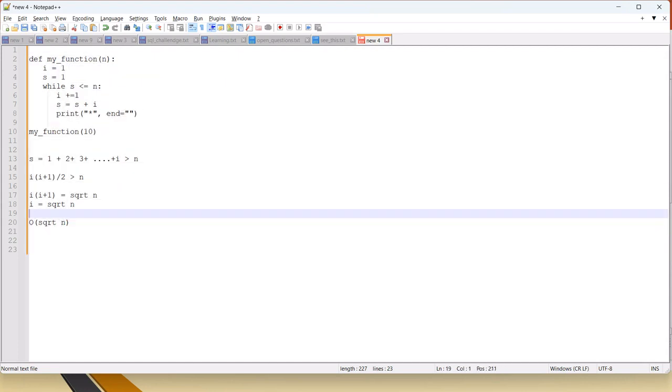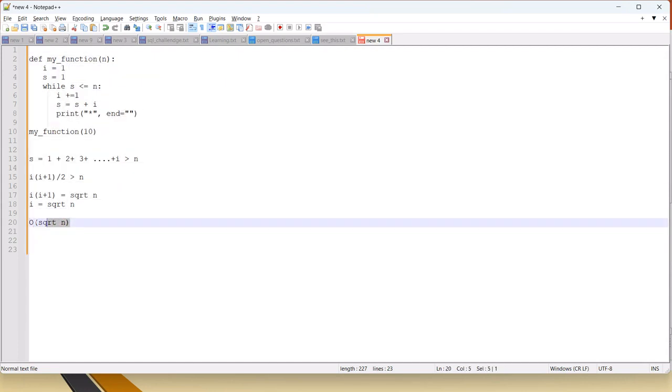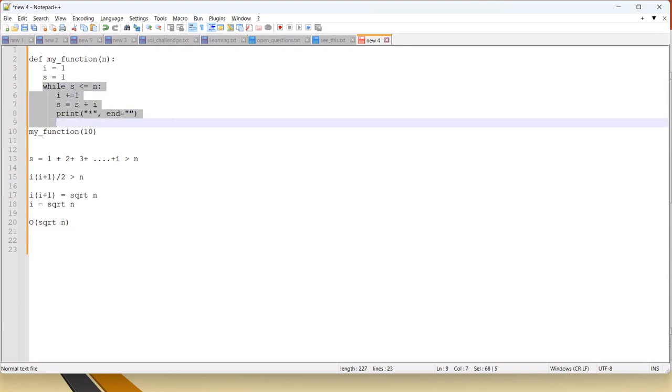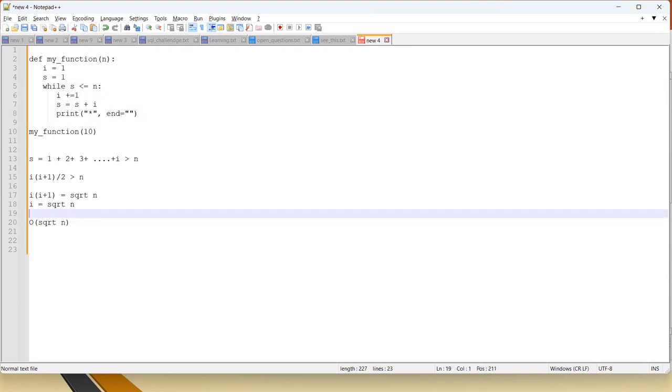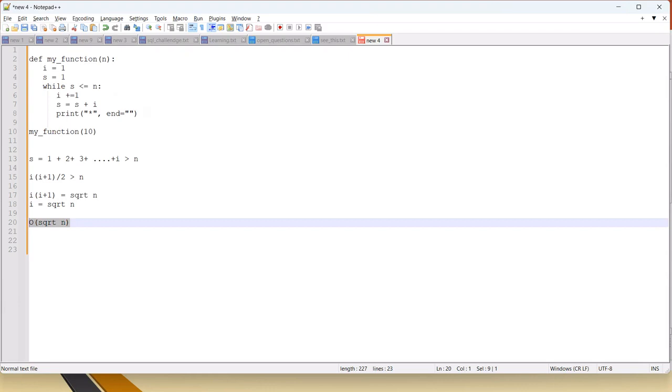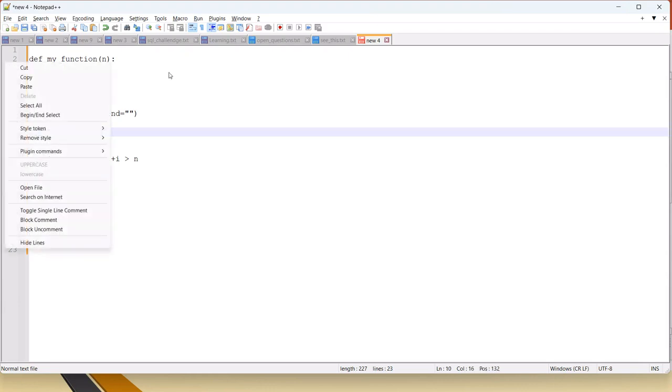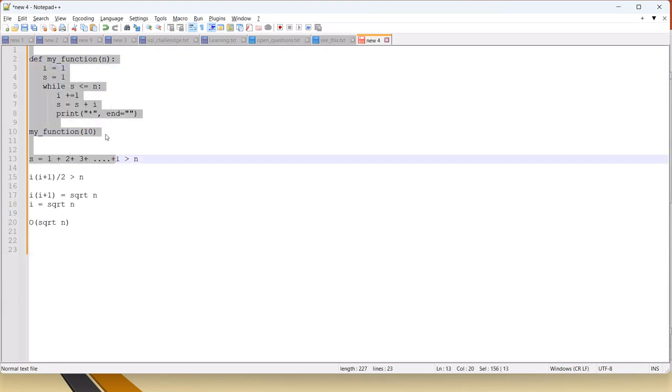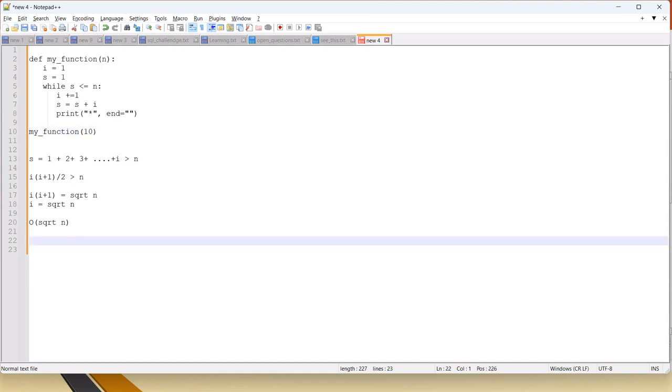So what does this complexity mean? We are saying that approximately this loop will run this many times. This much complexity is present while running this function. This is what we are calculating here. So how did we come here?